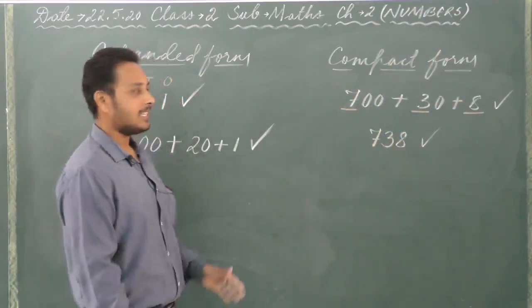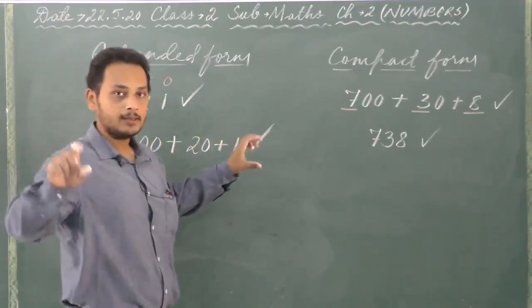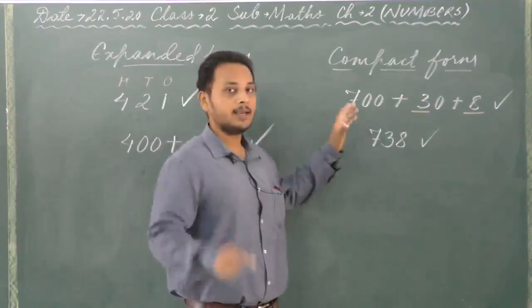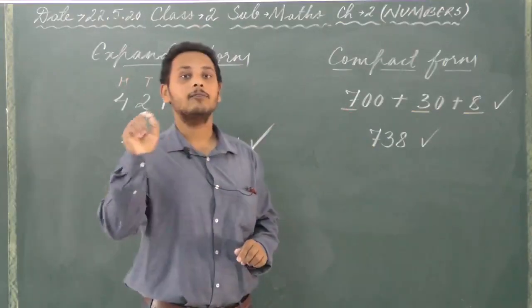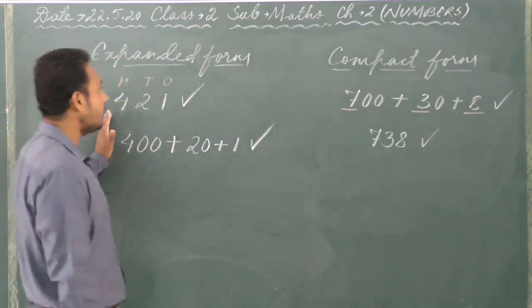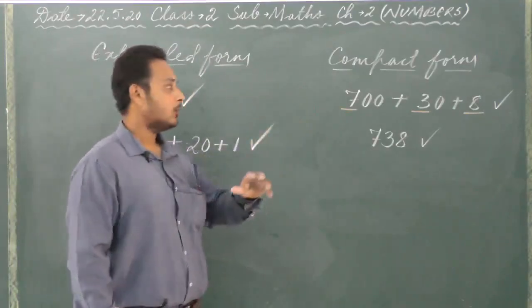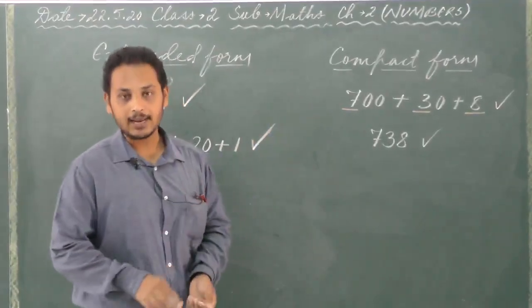Okay. It is just the opposite. Expanded form means making a number look bigger by not changing its value. Compact form means making a number look smaller, once again by not changing its value. Is it clear? I hope you have understood expanded form and compact form. This is the last topic of this chapter. Now based on this, some exercises are given. Okay, this is the last exercise.